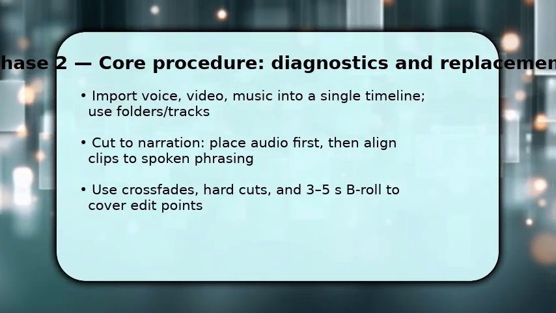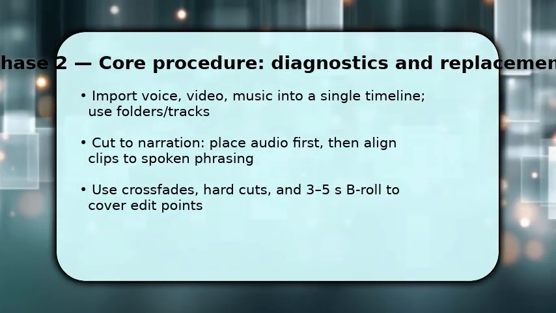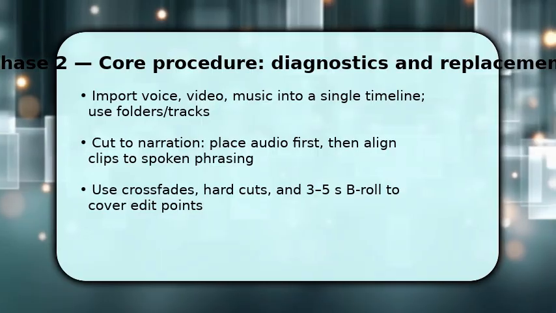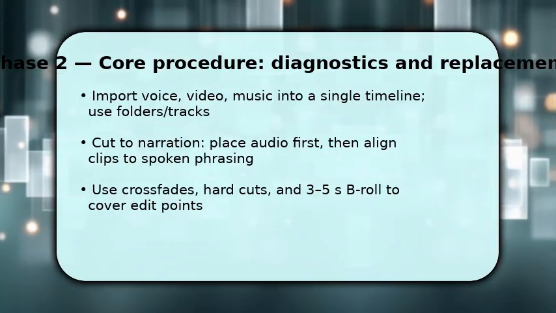Add B-roll of 3-5 seconds to cover transitions and use music at -18 dB under speech so it supports, not competes. Adjust pacing until sentences and visuals feel synchronized and clear.